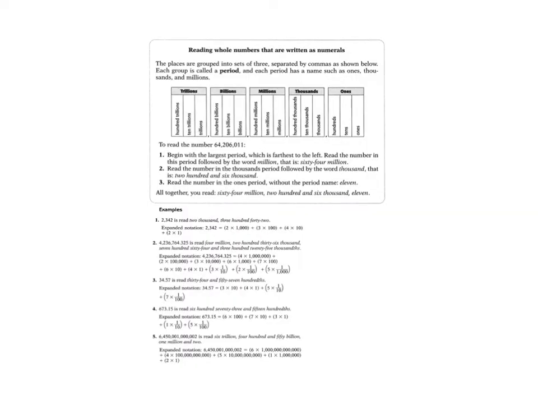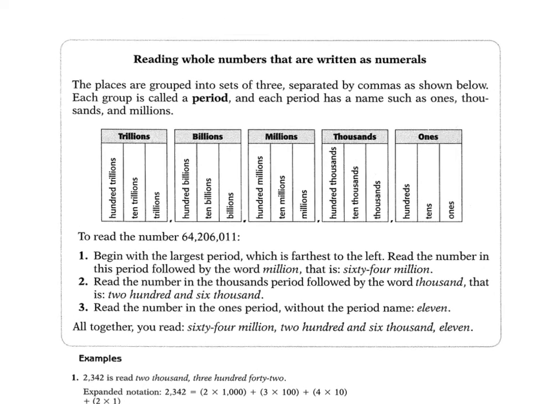When reading whole numbers, we read as if we are reading each place value. The places are grouped into sets of 3 separated by commas as shown below, and each group is called a period. So here, this group is a period, and we have the ones, which is where we start. Then as we get into our higher numbers, we have the thousands, millions, billions, and trillions.